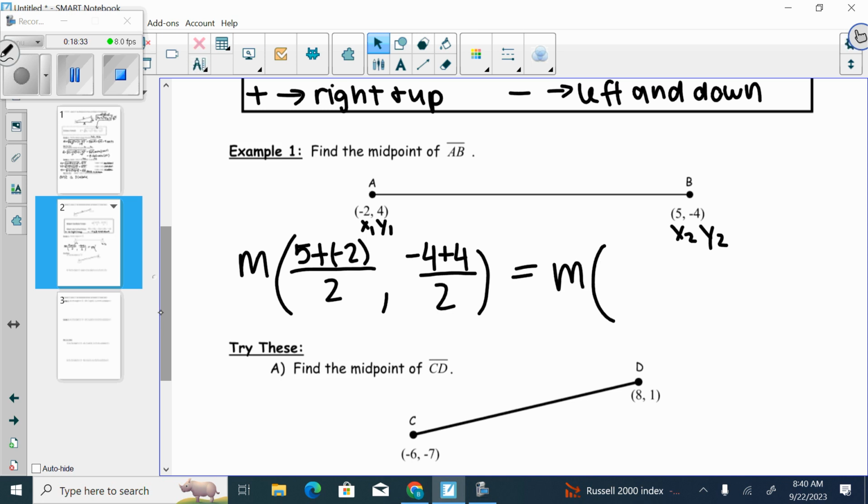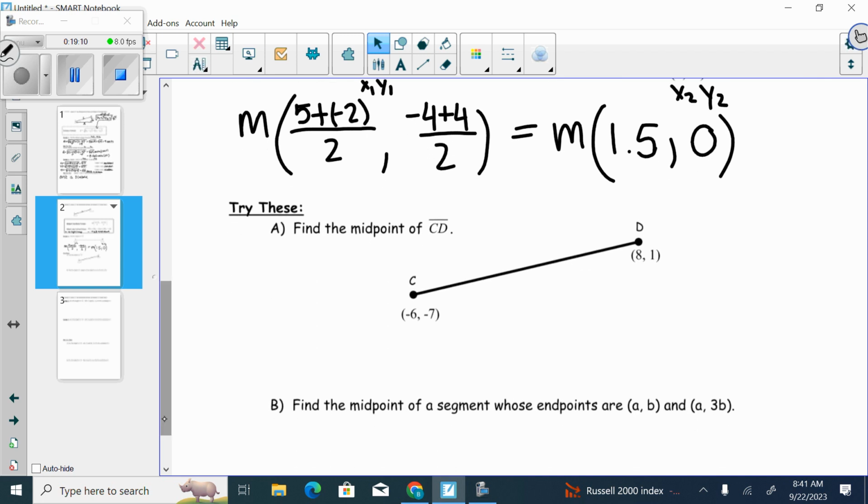My midpoint for x, I've got 5 plus -2, which is what? 3. And 3 divided by 2 is 1.5. So the x value is 1.5. All right, and then my y's, -4 plus 4 is 0, and 0 divided by 2 is 0. So the midpoint between these 2 points would be at 1.5, 0. Okay. All right.